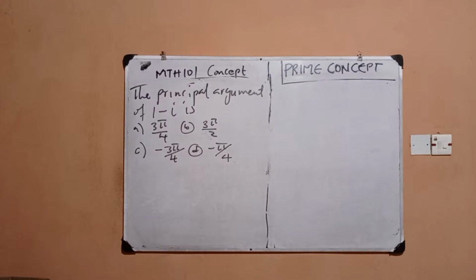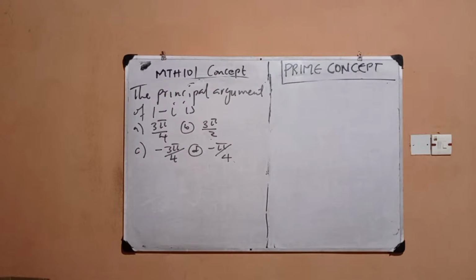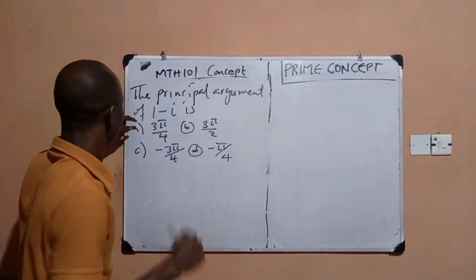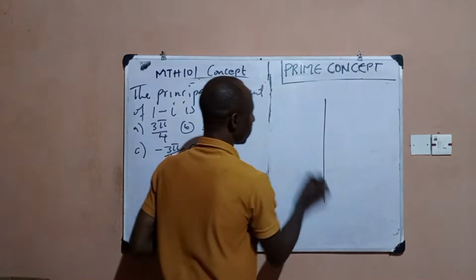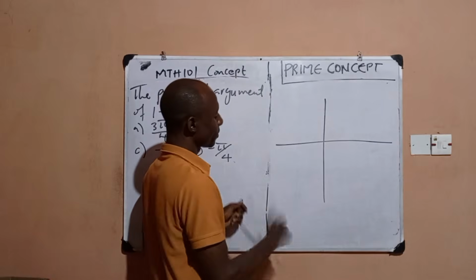Any answer yet? Okay. Oh, because I wrote options. So, let's solve. You are just choosing an option. So I'll give you a summary for principal argument. I think I've done this before. I'll give you a summary.